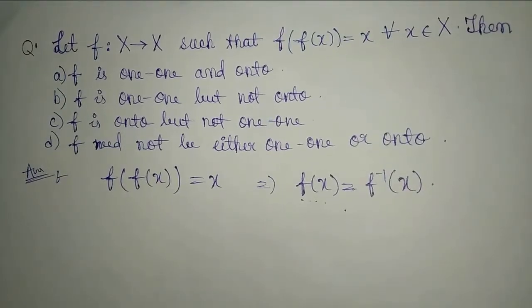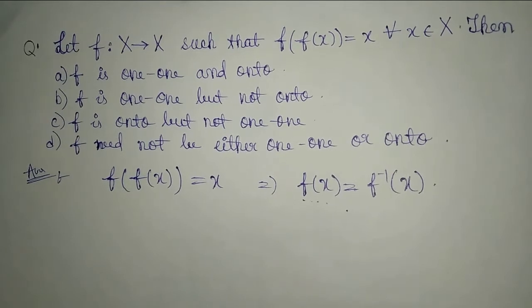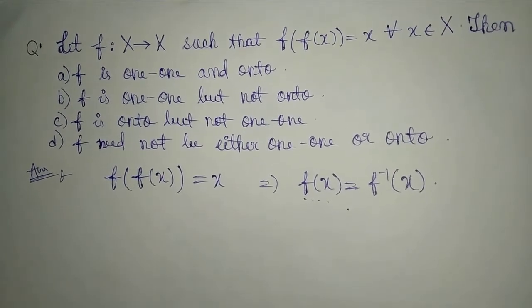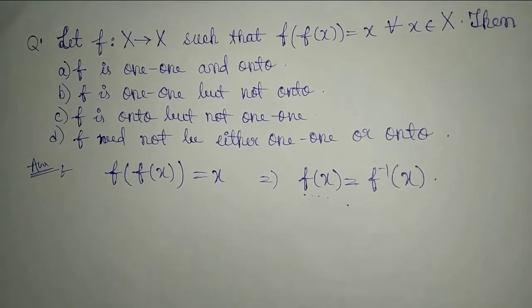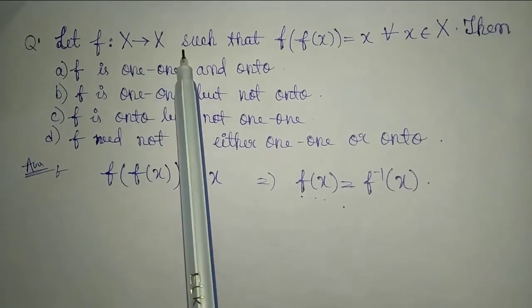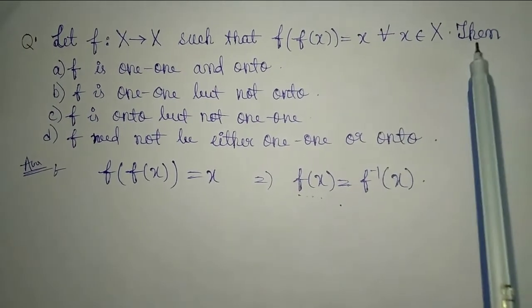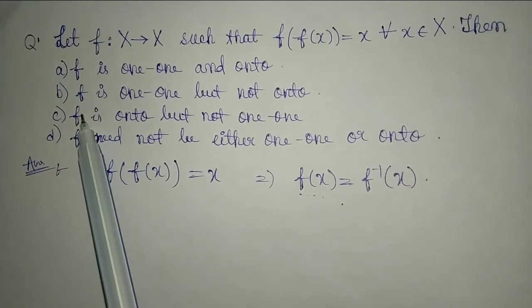Hello everyone, in today's video I'm going to solve certain questions based on the concept discussed in my previous video. So here is a question from CSIR NET. If f is a function from X to X such that f of x is equal to x, then we have to tick the correct option.